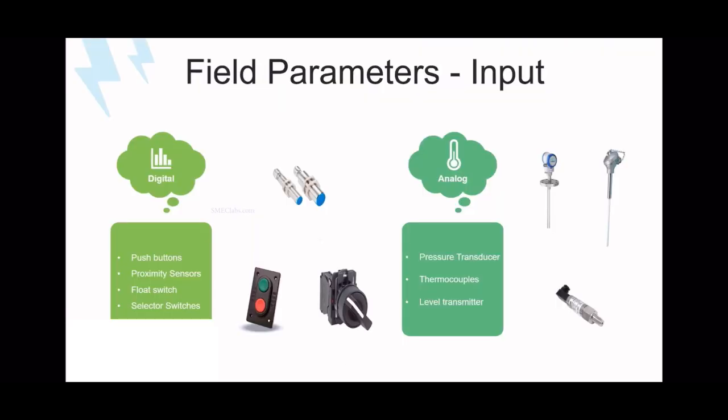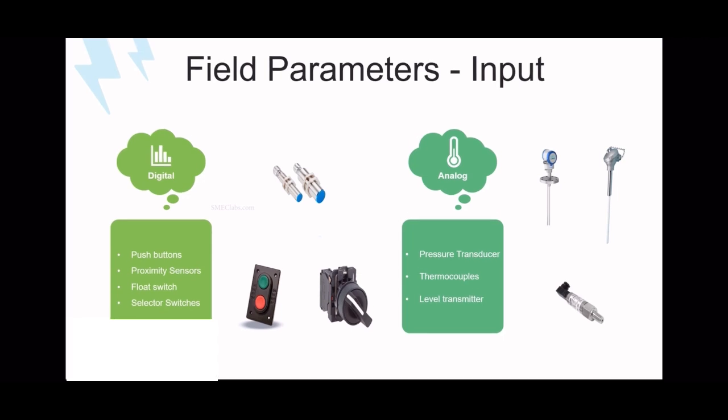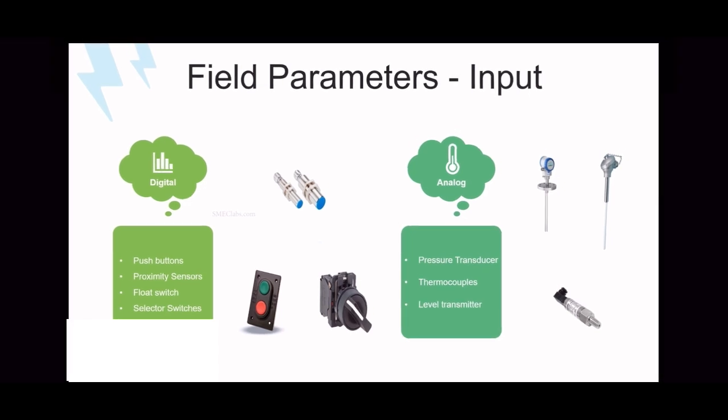Then about the field parameters input. You can see digital and analog for the input side. In the case of digital inputs, there are push buttons and proximity sensors. These are basically digital inputs, like 0 or 1 condition only. Then the float switch and the selector switch provide only the 0 and 1 condition. That means the on or off condition.